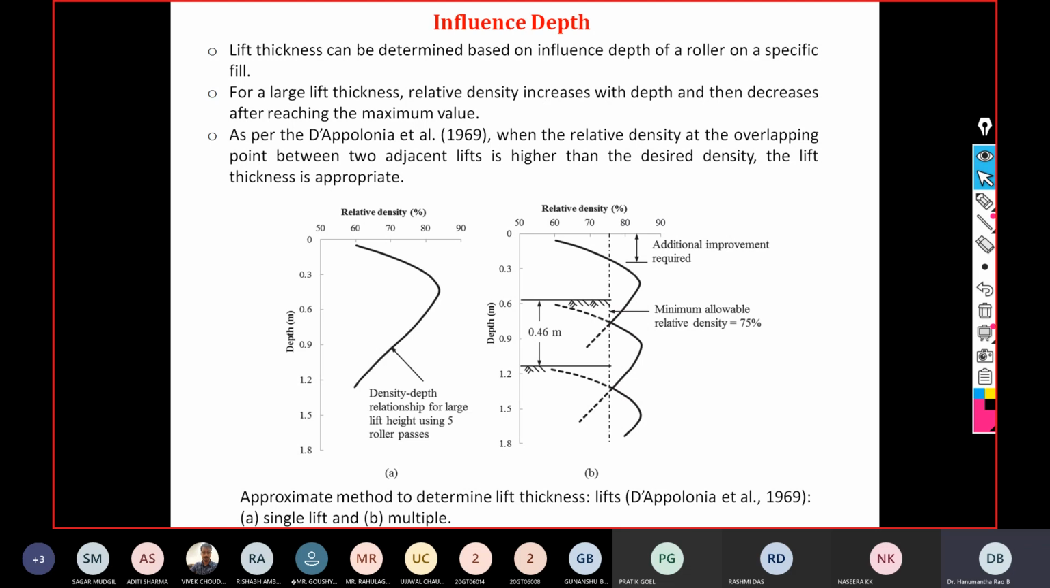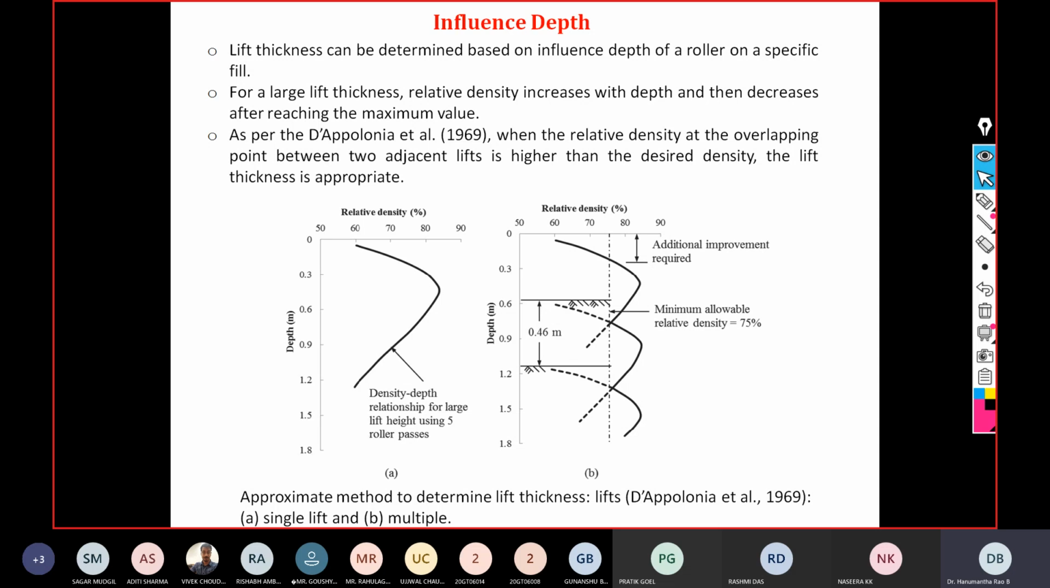So this important slide you can understand how to fix the lift thickness and how to fix the number of passes. The lift thickness can be determined based on the influence depth of a roller on a specific fill. Again, though I show it here, this kind of graph can be developed corresponding to each variety of roller. As shown in the previous slide, similar graphs can be developed for static energy, vibration energy, impact energy, as well as the kneading action.